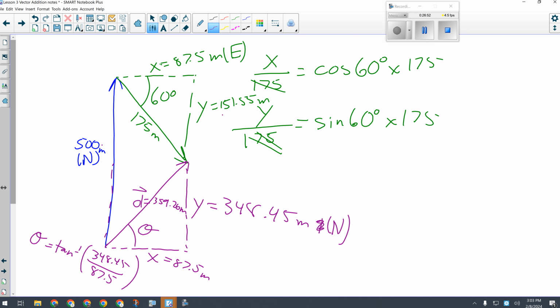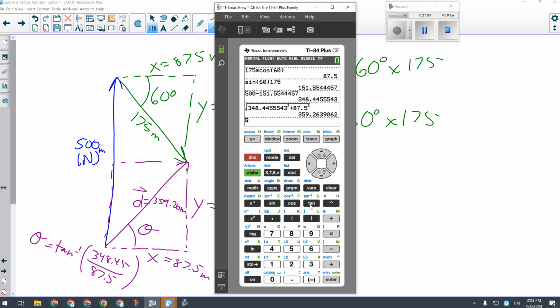Would it be okay if you drew the triangle this way? Would that be okay too? Sides are the same. Okay. All right, so tan inverse of 348 divided by 87.5. All right, so that angle there is going to be 75.9.